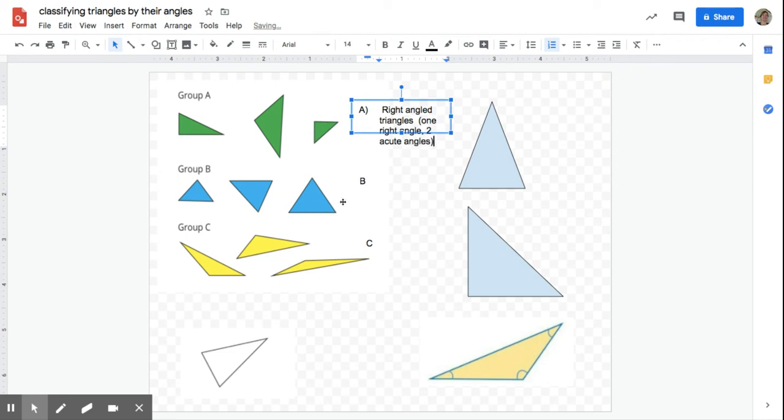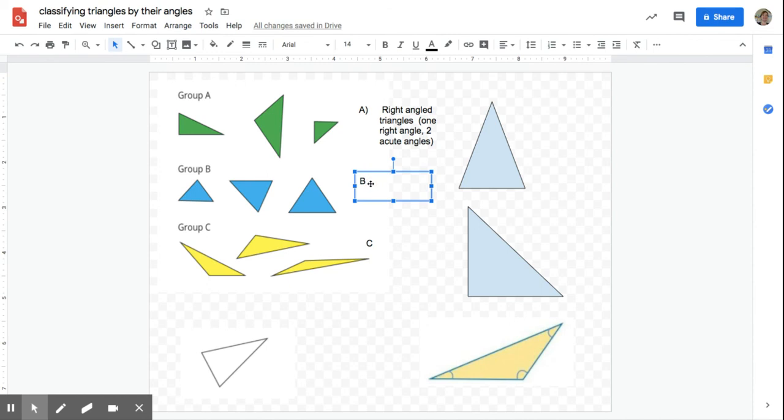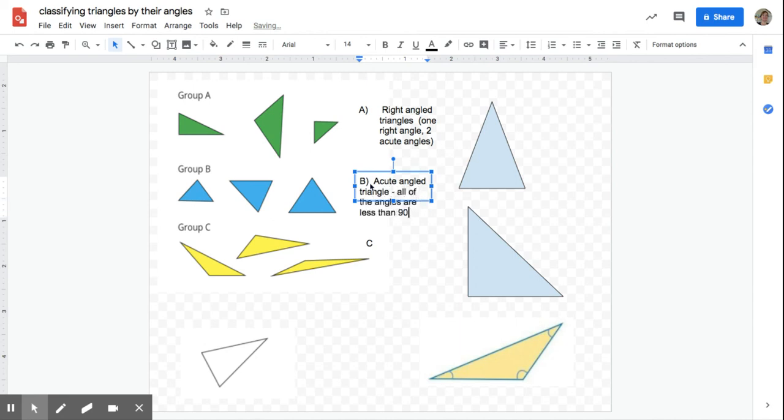Okay, well what about this one? Do you see any right angles in these triangles or this big triangle? Or what do you notice about all the angles in these triangles? I notice that all of the angles are less than 90 degrees. Therefore, I actually call it an acute angled triangle. All of the angles are less than 90 degrees, so I call it an acute angled triangle. That's what all of these triangles are called.